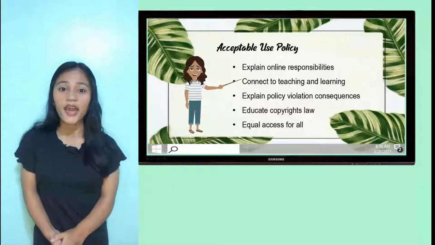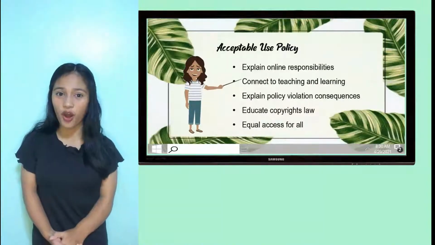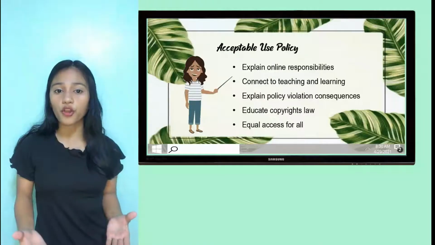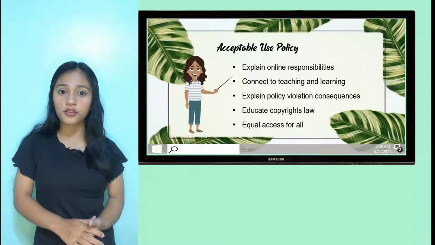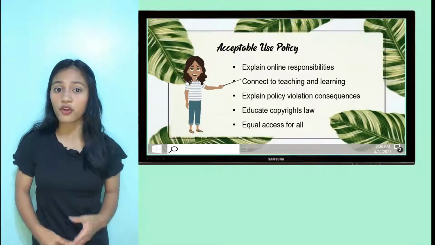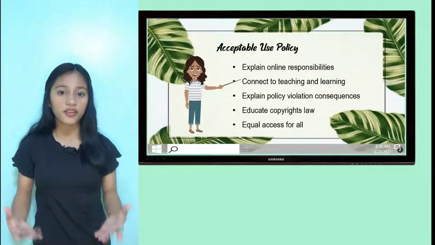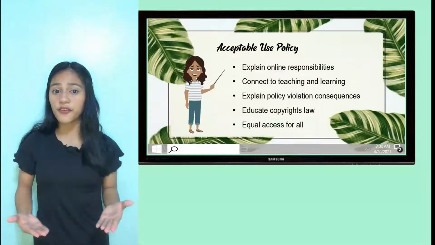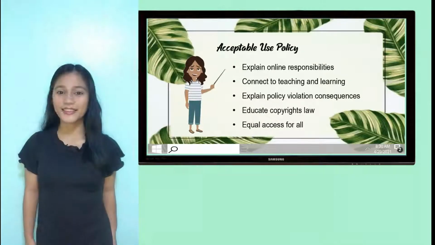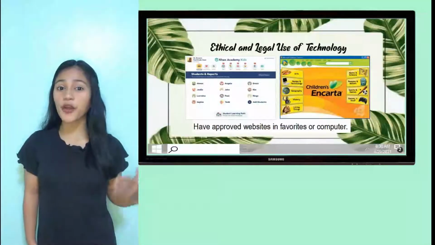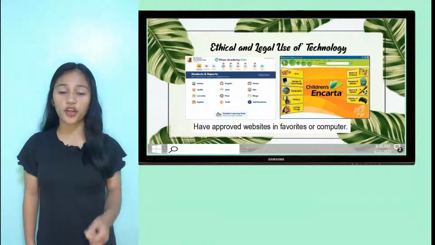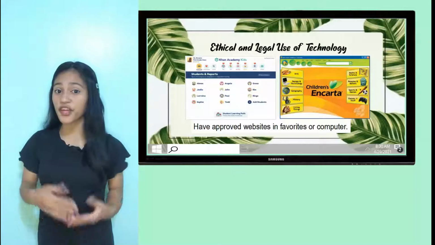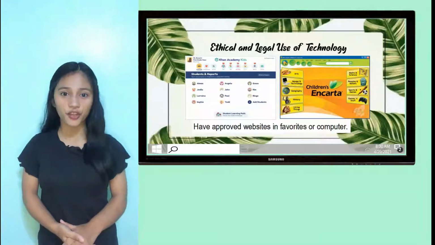And lastly, is to provide equal access for all. Since we are now in an inclusive education, our main goal or aim as educators is to ensure that all the needs of our students are catered to, regardless of their race, age, sexuality, or even their special needs. Now you know the appropriate use of technology and also the policies. Now let's talk about the ethical and the legal use of technology.